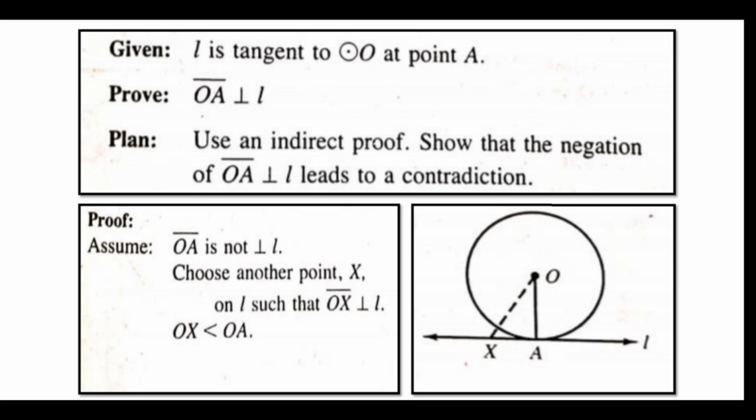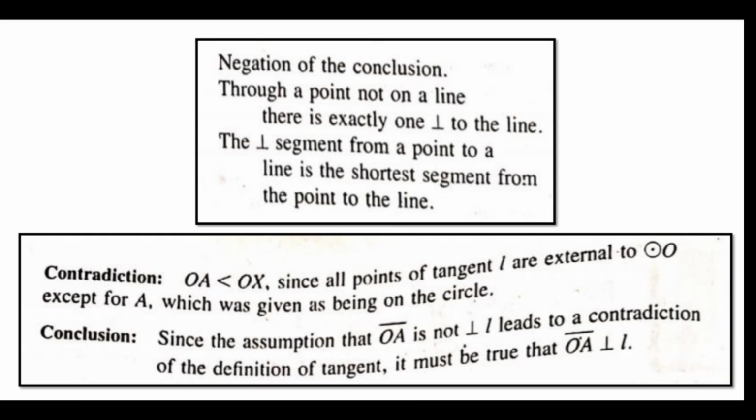Choose another point, point X, on line L such that segment OX is perpendicular to line L. Then OX is less than OA. So we have here the negation of the conclusion. Through a point not on a line, there is exactly one perpendicular to the line. The perpendicular segment from a point to a line is the shortest segment from the point to the line.